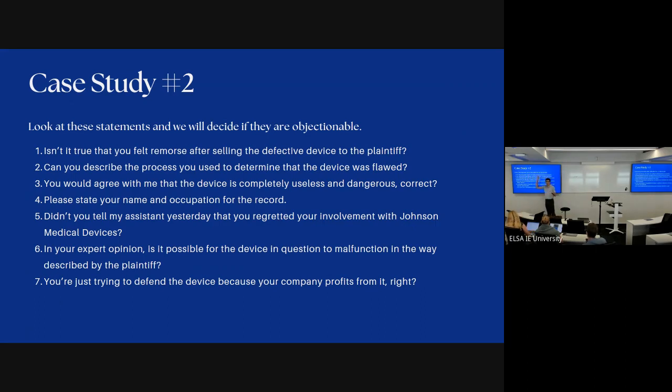Why would you object to this? Speculation. Opinion. No, because you can testify to your own feelings. He is basically assuming that he felt remorse. Yes, I would. There are two pieces to this. I would say that this is facts not established. Saying that the defective device, that's probably the reason you're in court, right? So that would be facts not established because you're saying that the device is defective when that hasn't been established yet. But then there's also another aspect.